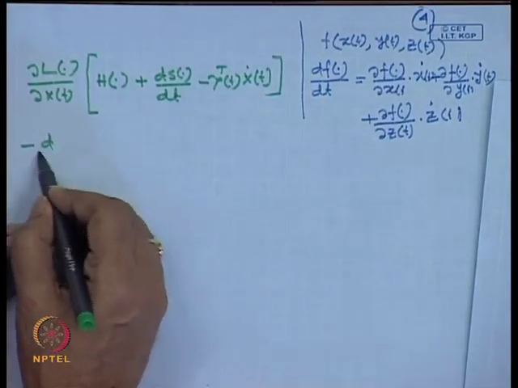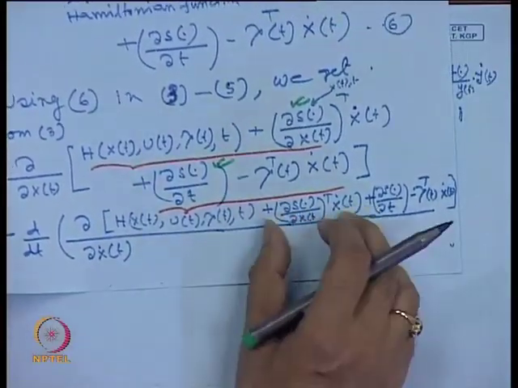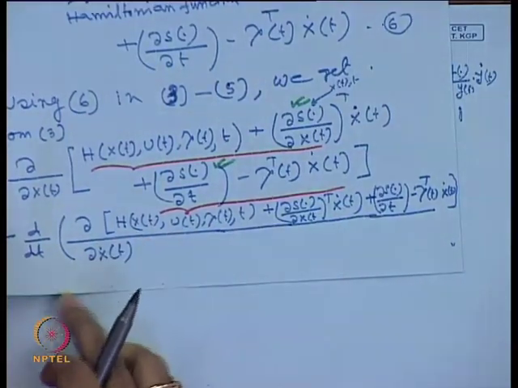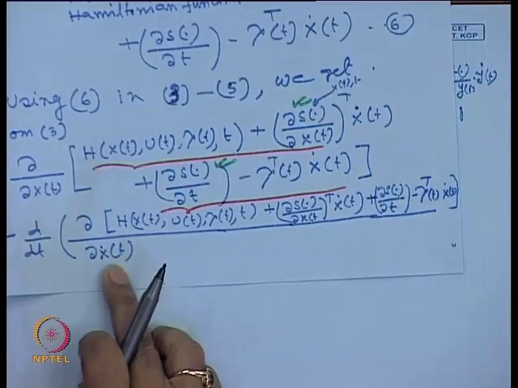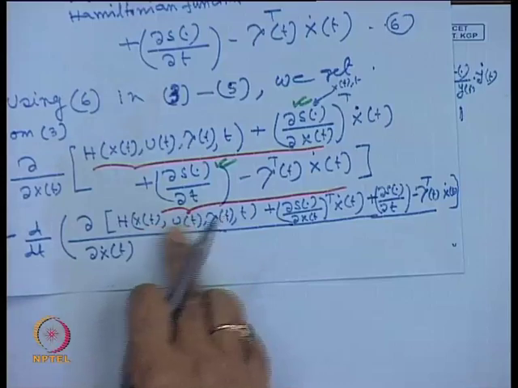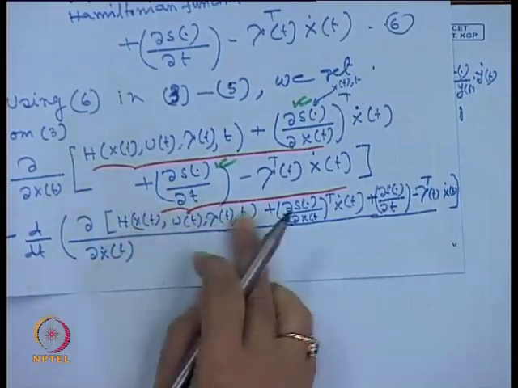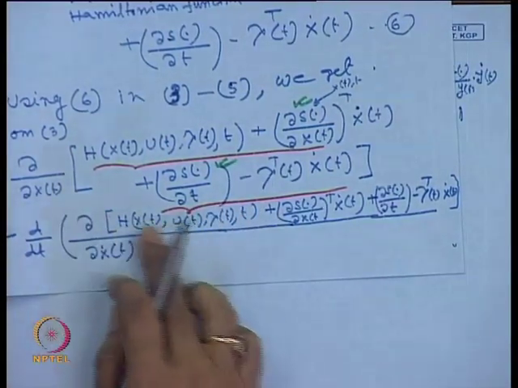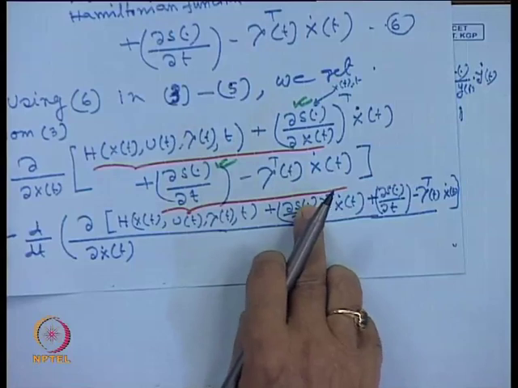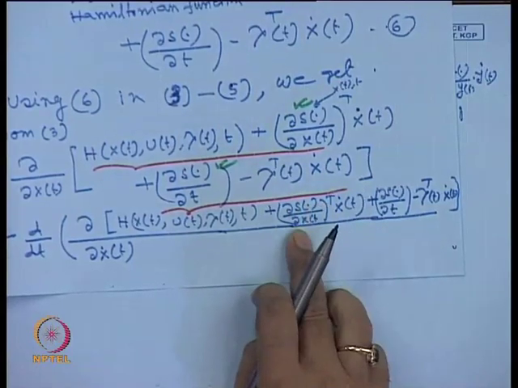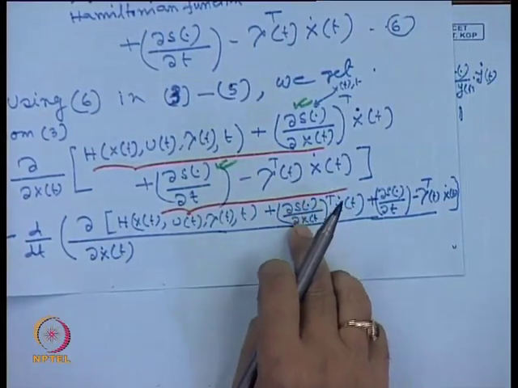Then the second part of the Lagrange equation, d of d t of this whole quantity. You are differentiating this quantity with respect to x dot. This h is not a function of x dot. So, if you do partial differentiation with respect to x dot, the first term will vanish. Then this s is a function of x of t and t, so we can take it as a constant because it is not a function of x dot of t.